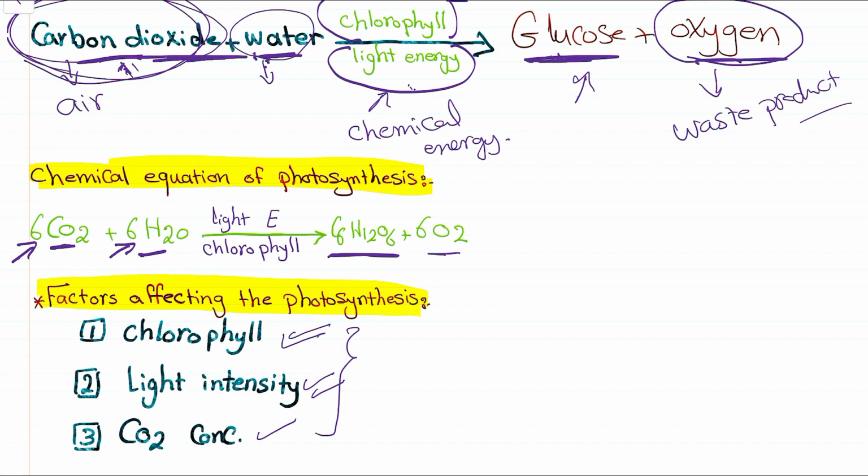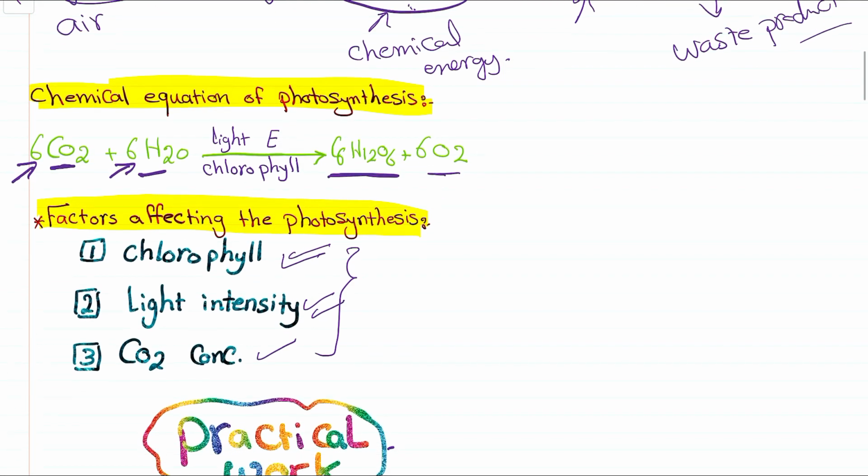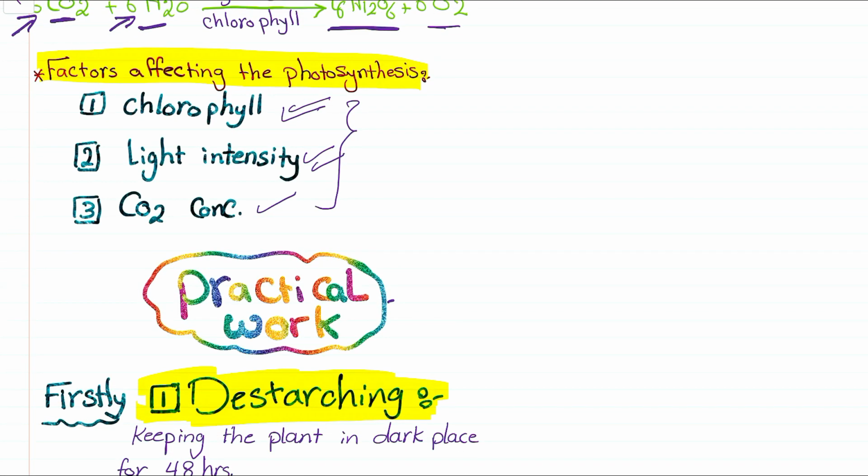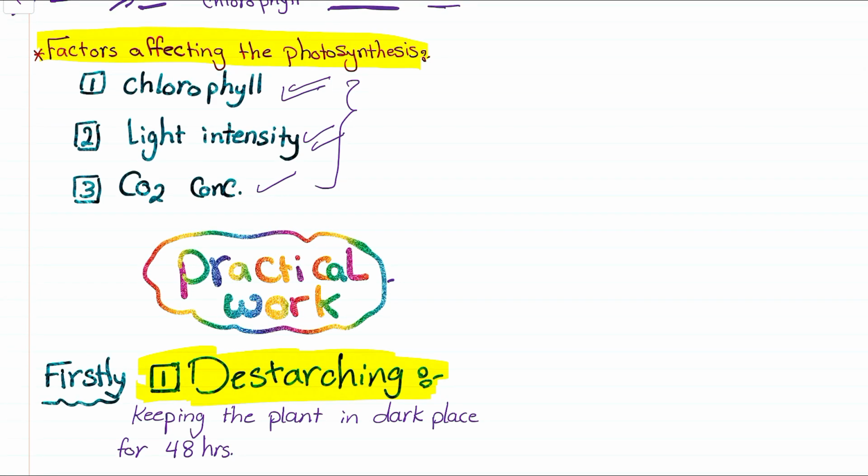We need to prove that these 3 factors are very important for photosynthesis, and that without any one of them, there is no photosynthesis at all. This is done by practical work. But before starting to explain the experiments, I have some points to avoid confusion. What are these points? I have some points which are specific for each experiment and some common points which are common to the whole experiments. First, the common ones.